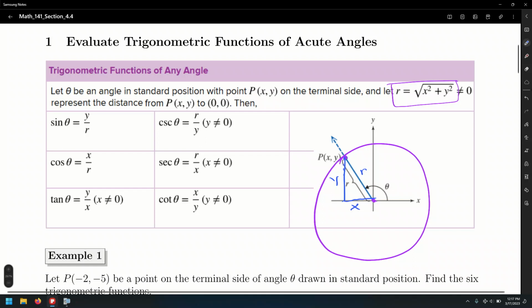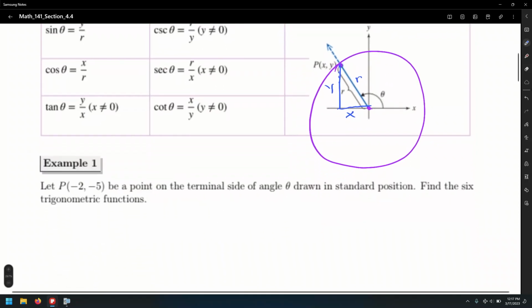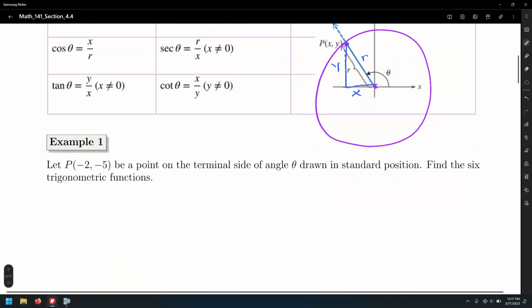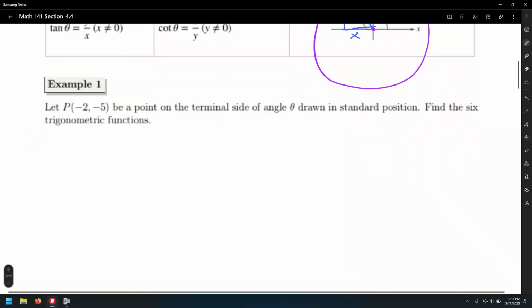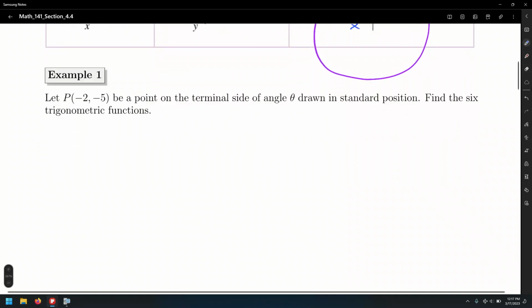All right, how about we do an example? Let the point P, (-2, -5), be a point on the terminal side of the angle theta drawn in standard position. Find the six trigonometric functions. Well, how are we going to go about this one?